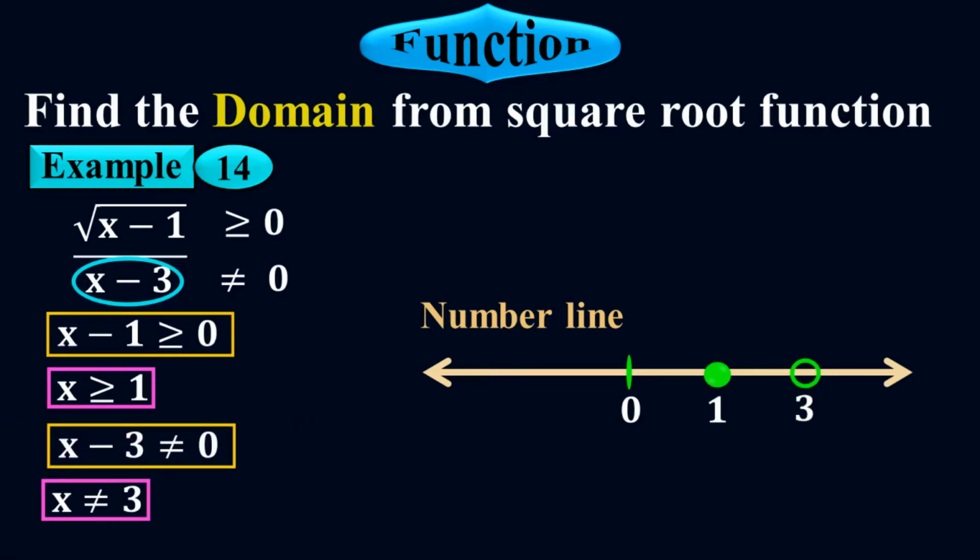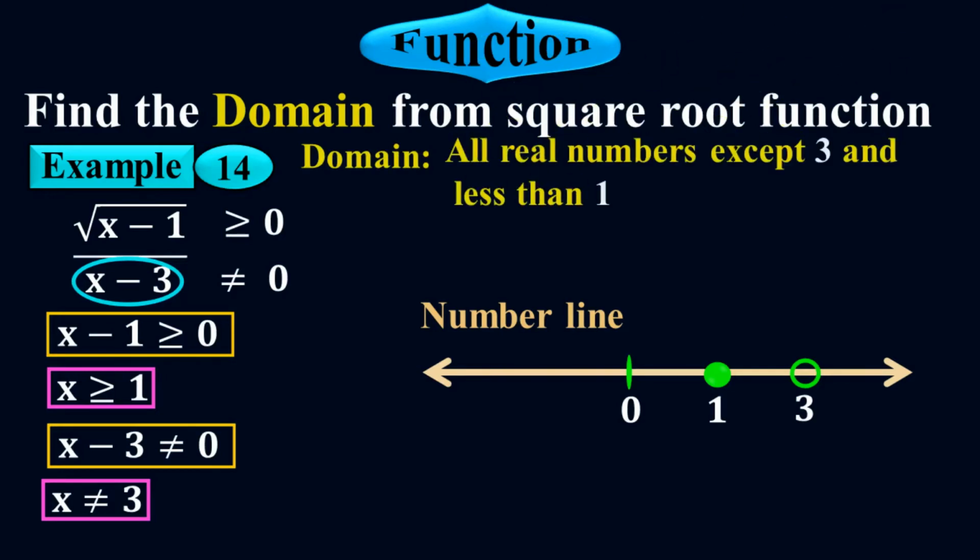Now finally, to determine the domain. My domain will be all real numbers except 3 and less than 1. I can put any real numbers for x other than 3 or less than 1. Because remember, in the second condition, x is not equal to 3. I have an empty circle, so except 3. 3 has not been included. And then less than 1, because the first condition says that x must be greater than 1. Cannot be less than 1. This is one way to write the answer for the domain.